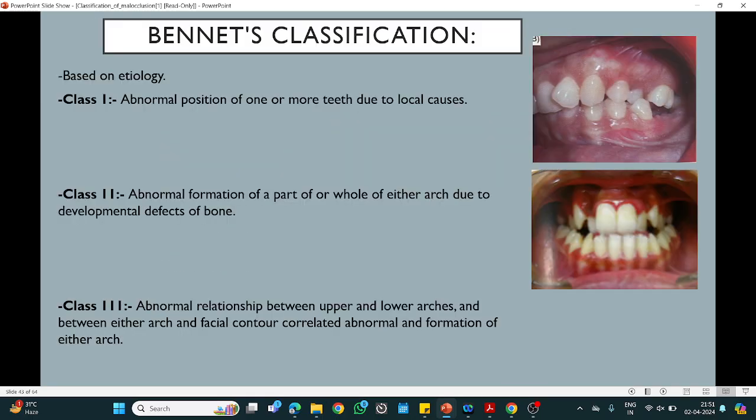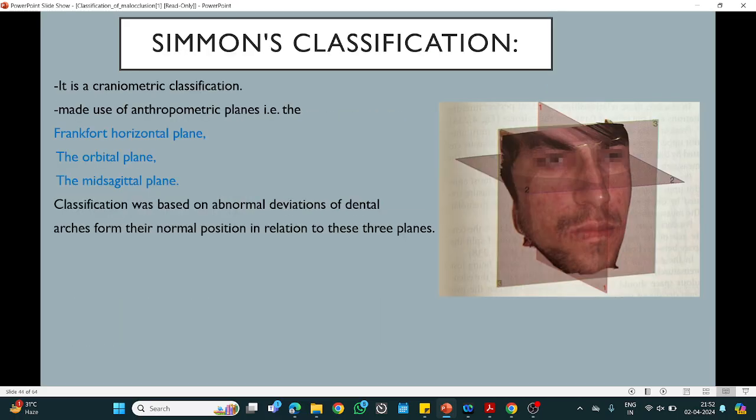Then Bennett's classification. It is based on etiology. In class 1, there is abnormal position of one or more teeth due to local causes. Class 2 involves abnormal formation of part of the arch, or the whole arch may be abnormally developed. Class 3 involves abnormal relationship between the upper and lower arches, between either the arch or facial contour, correlated with abnormal formation of the entire arch.